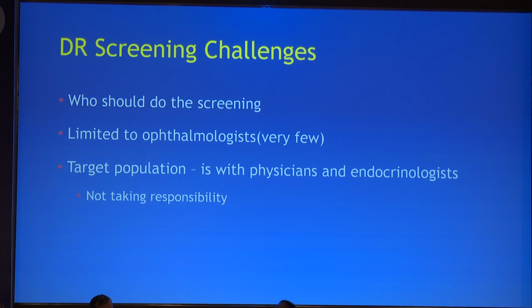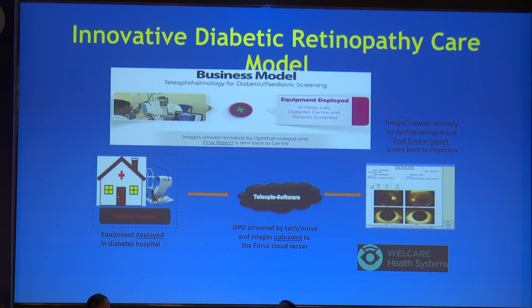So the DR screening challenge: who should do the screening? People think it is the role of the ophthalmologist, but I've been promoting that the onus of doing the screening should be with the physicians, primary care physicians, endocrinologists, diabetologists, even the labs, wherever possible, because that is where your target population is going. They're not coming to the ophthalmologist. They come only when they have an eye problem. So if we could screen these patients using technology, we'll be doing a great favor to the diabetic patients.